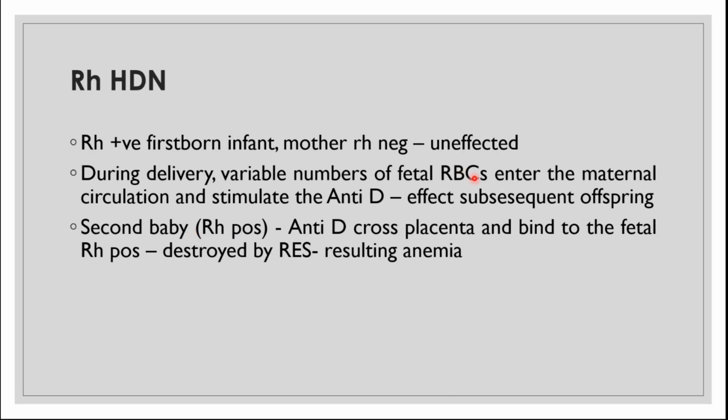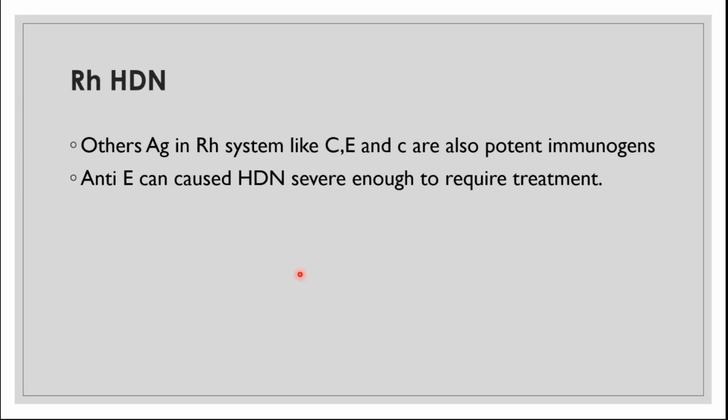Okay. The effect will be on the subsequent offspring. If the baby is also rhesus positive, the anti-D that has been stimulated in the mother's body, dia akan cross the placenta and bind to the fetal rhesus positive cells and destroy the RBC of the baby. Other antigens in the system like C and E are also potent immunogens. Anti-E can cause HDN severe enough to require treatment.